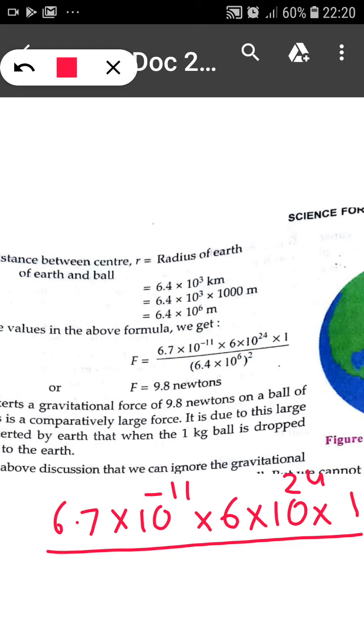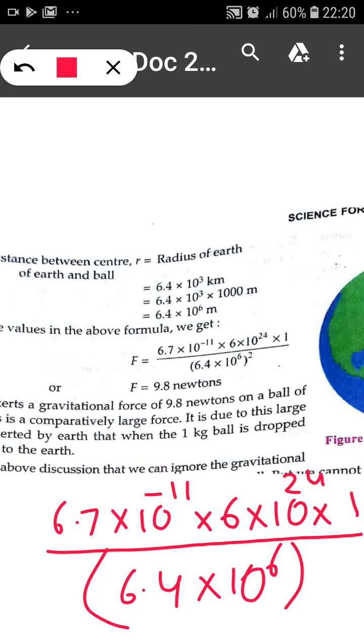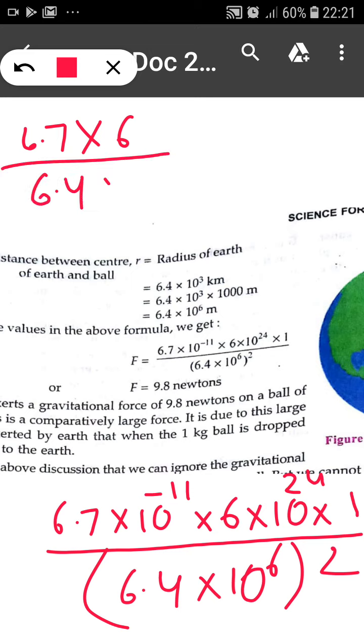And after that, the square of the distance will be (6.4 × 10^6)². So the 10 values will be solved first. Just solve the power values first, which gives 6.7, let it be the same. Now again 6 is there, so it will be the same, and at the bottom it will be 6.4 × 6.4. And here 10^-11 and 10^24 will be given as 10^13, let it be.